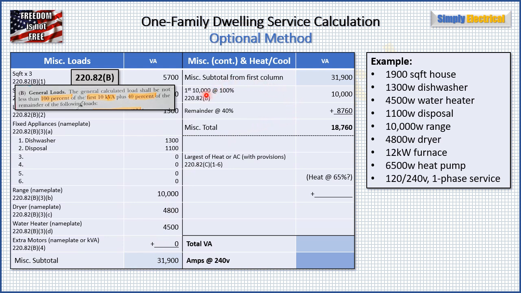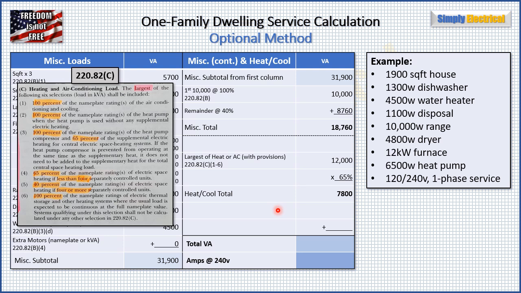So we take the first 10,000 at 100%. So we'll just write 10,000 there. So that leaves us with 21,900. So the remainder we take 40% of. So 40% of 21,900 is 8,760. Then we just add the 10,000 back in, and we get 18,760 VA for our miscellaneous total.